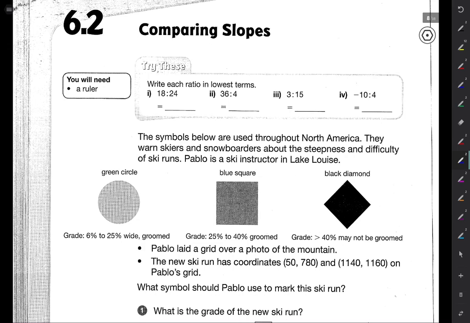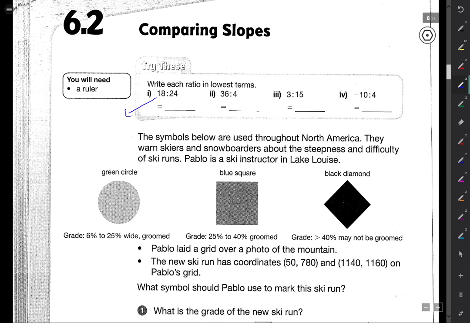Our next topic is going to be looking at comparing slopes. So just in this top section, the Try These, they give us a bunch of ratios to deal with. Just think of ratios as fractions. So this one here, we can actually rewrite it as 18 over 24. We can kind of imagine it like that.